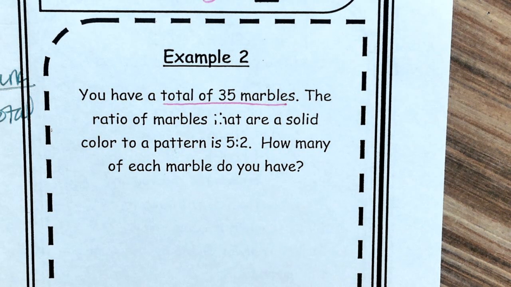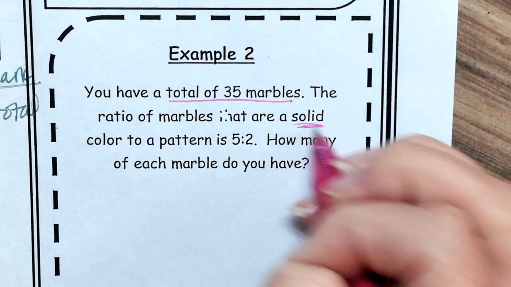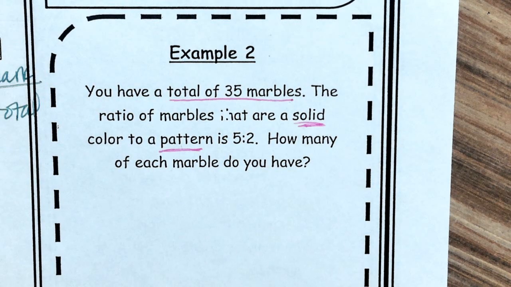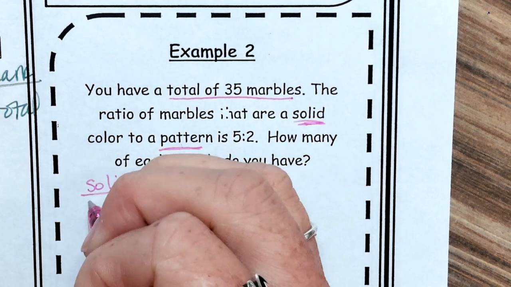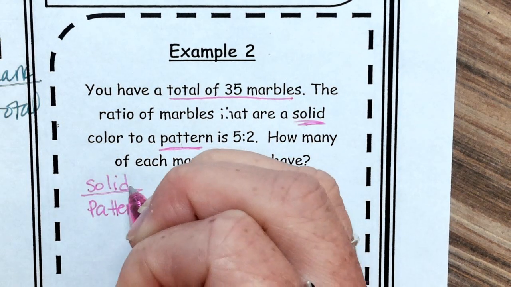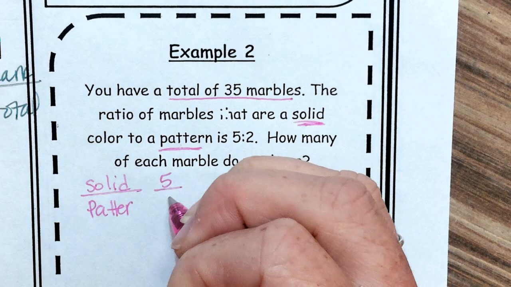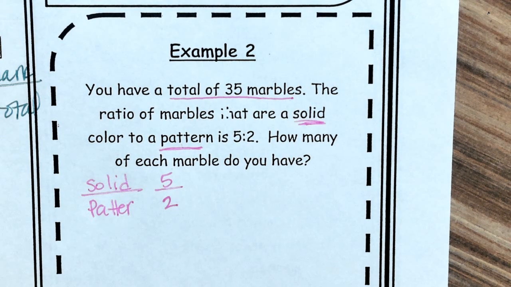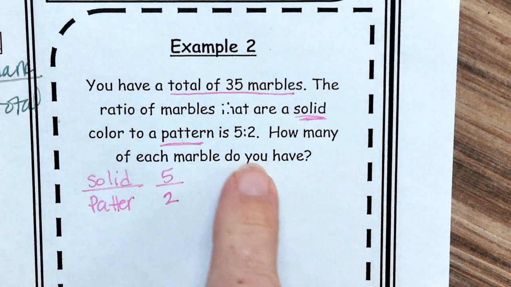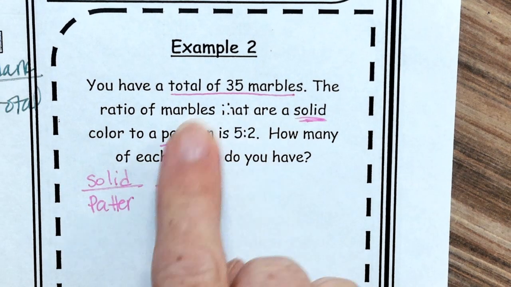So they just gave us a ratio. Does that mean that is the ratio we're going to use to solve our problem? No. They gave us solid to what? Pattern. So I'm going to write it down. They gave me solid over pattern, and solid was 5 and pattern was 2. That's part over part, yes? Did they give me a total at all? They said I have a total, but they didn't give me a total in my ratio, 5:2.